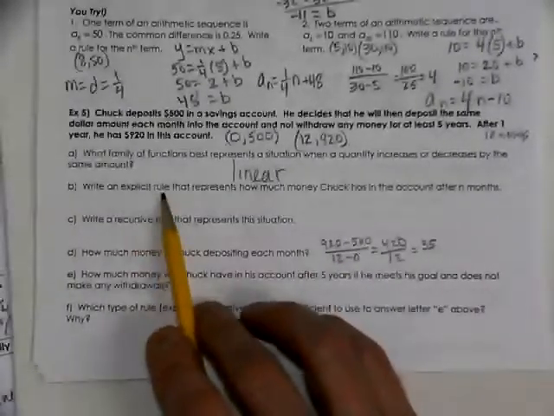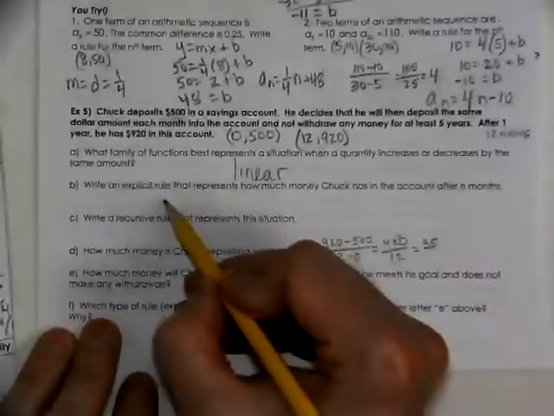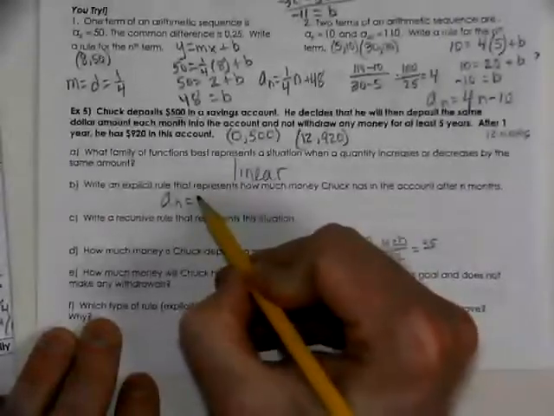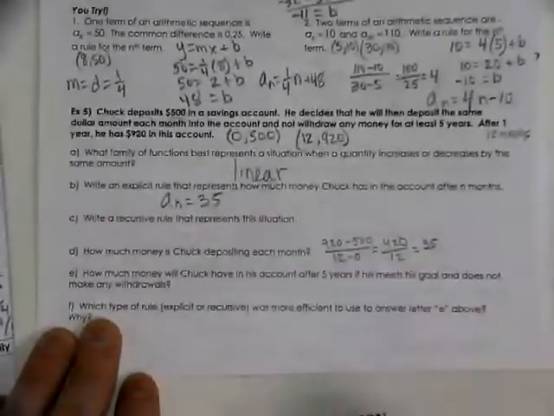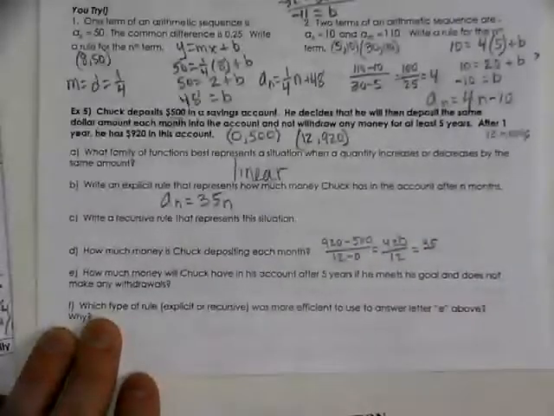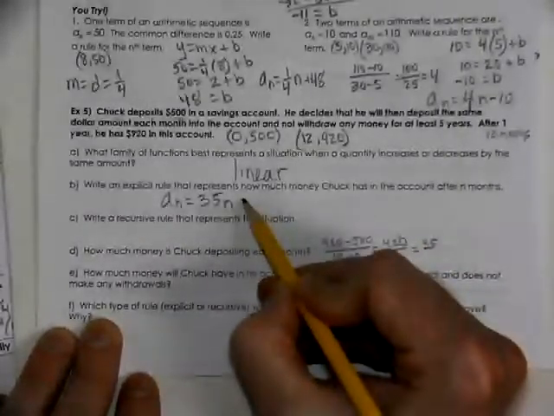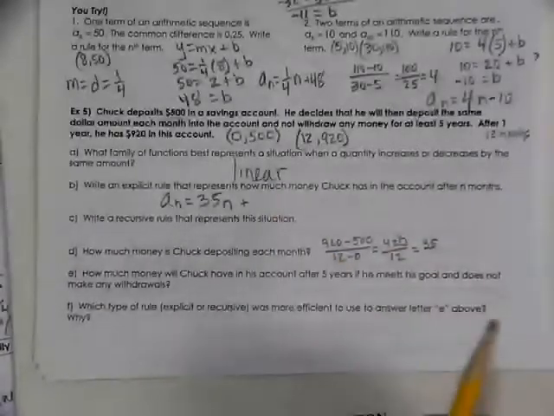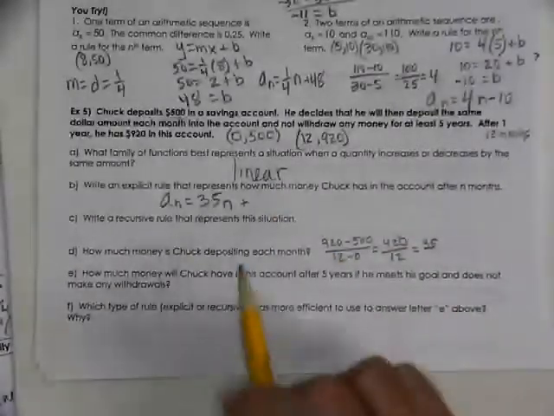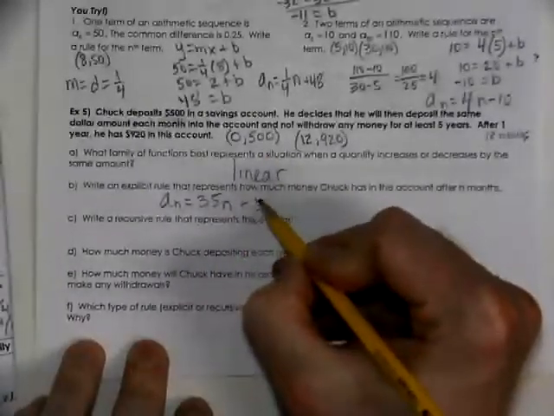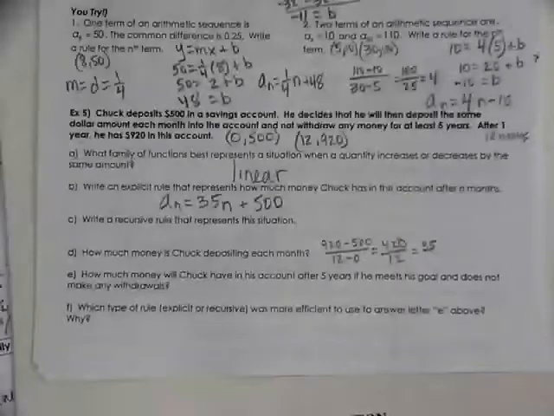Now let's write an explicit rule. Well, the explicit rule, we have $35 every month, but what are we going to start at? We're starting at 500, but what's it going to be at 0? I guess that would be 500. Very good.